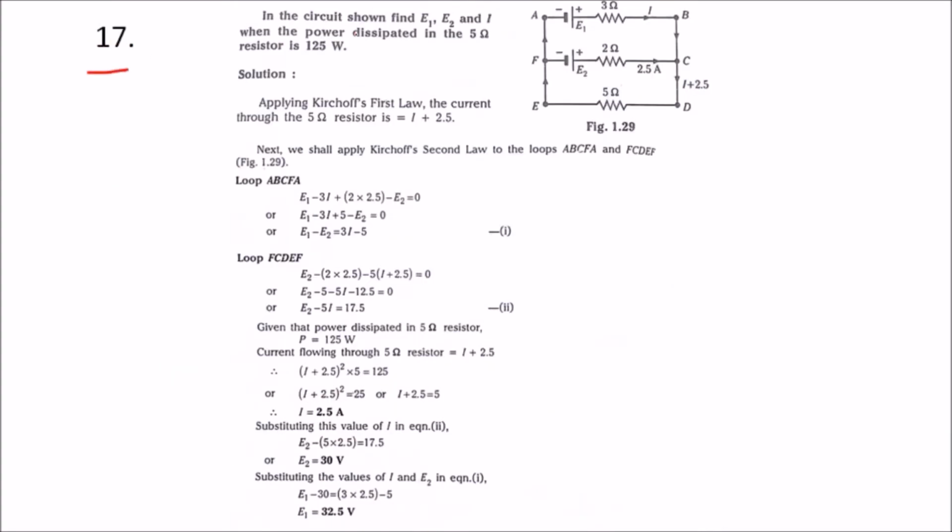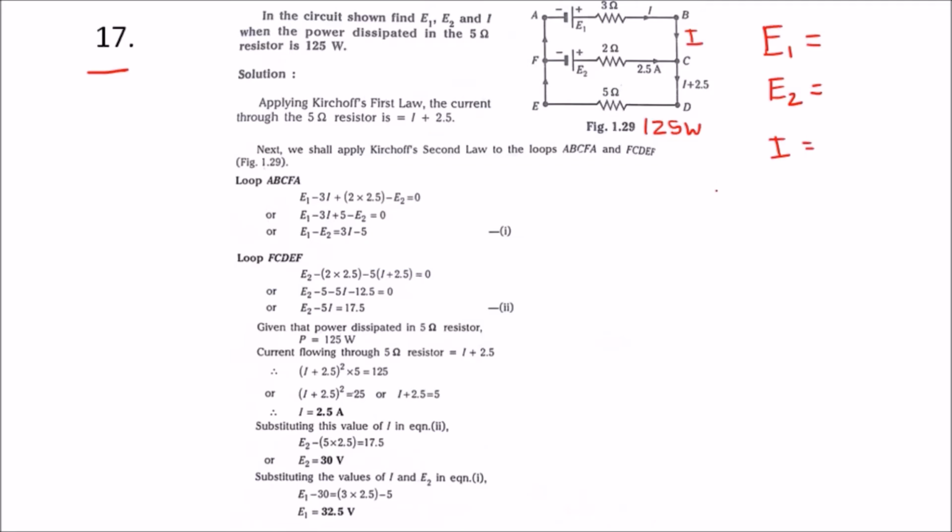Problem number 17. In this problem, they have given a circuit where we have to find E1, E2 and I. They have also given the power dissipated in the 5 ohm resistance, that is 125 watt. Using the first law, we can find that the current flowing through the 5 ohm resistance will be I plus 2.5. So this is I and this is 2.5. This current will flow in the 5 ohm resistance.